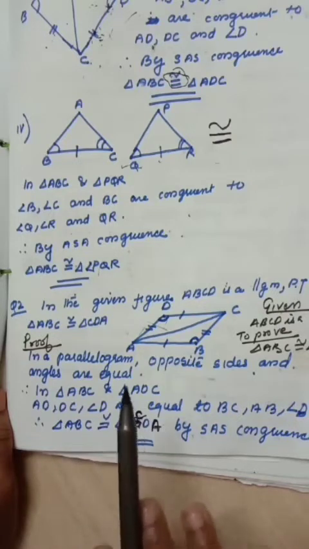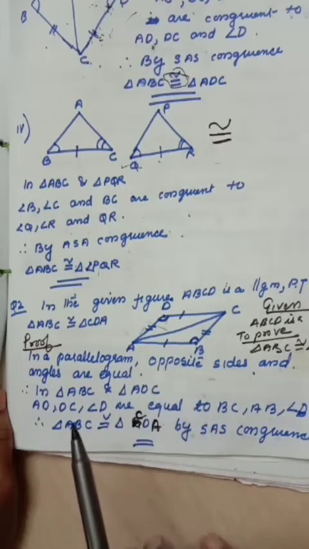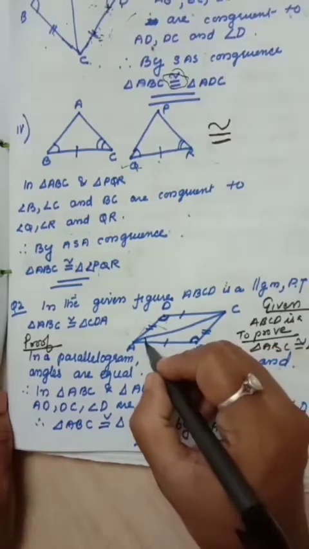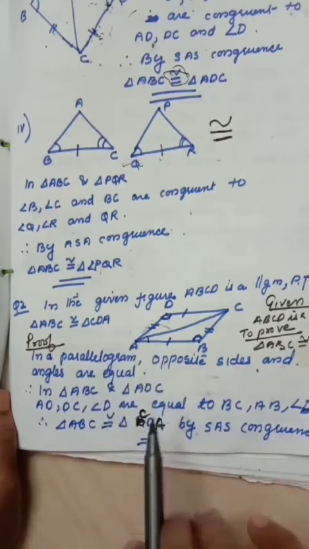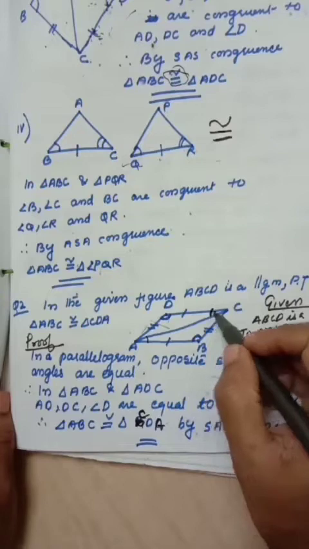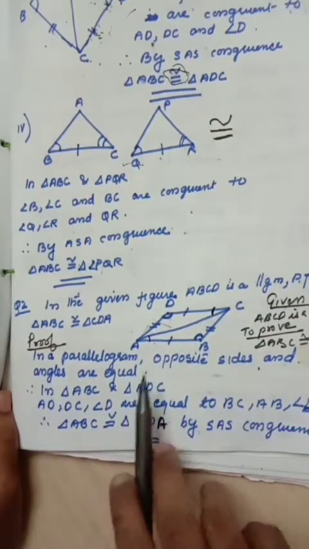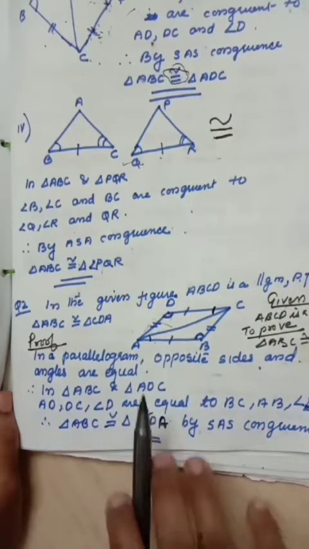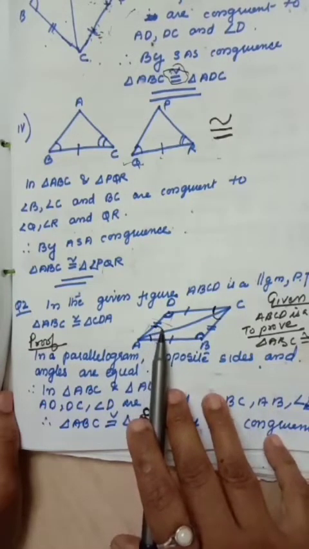Angle A equal to angle C. In triangle ABC, angle A is equal to, now in triangle CDA, angle C. Okay, angle A equal to angle C. Angle B equal to angle D. Angle C equal to angle A. Like that.